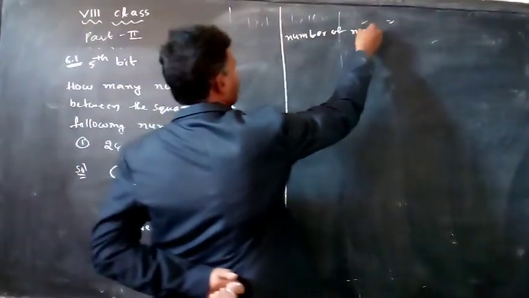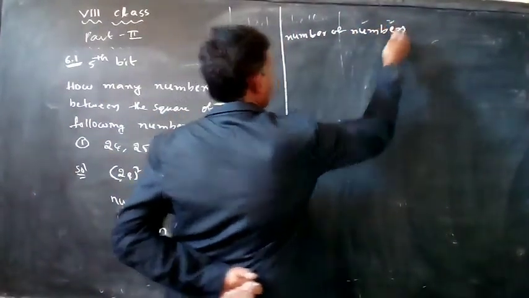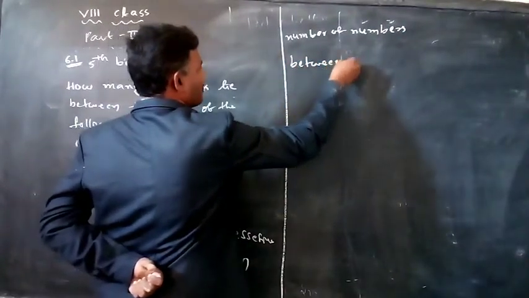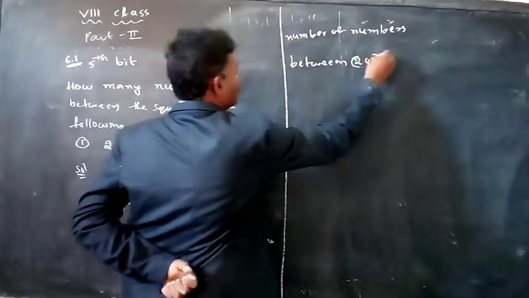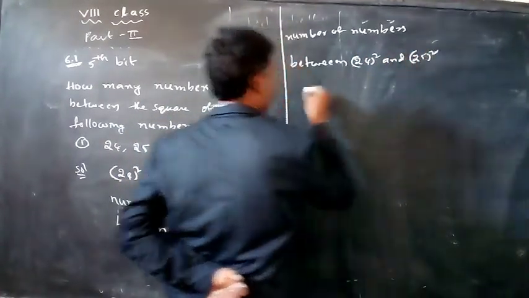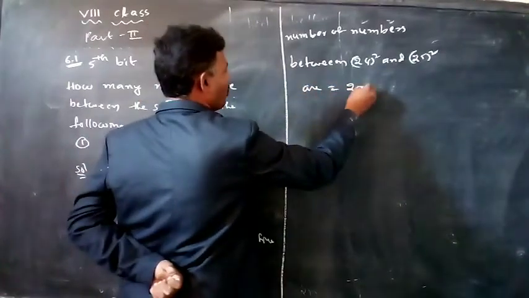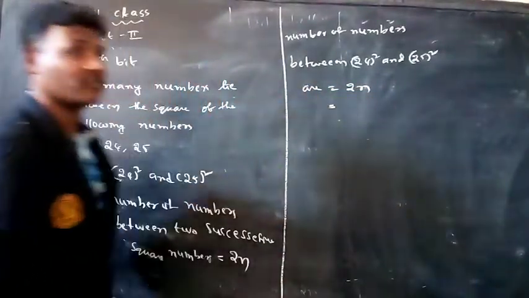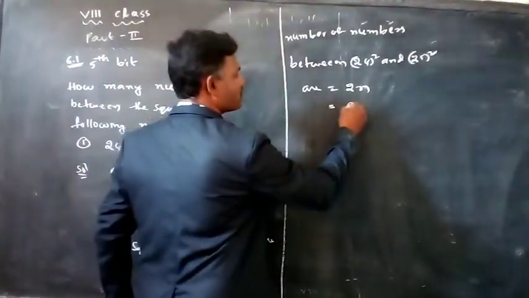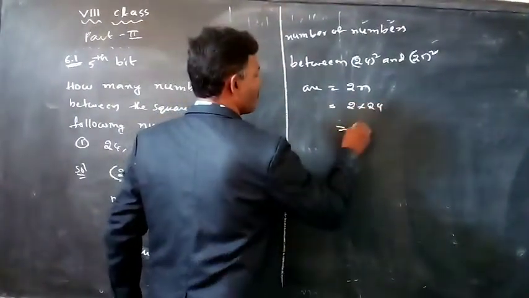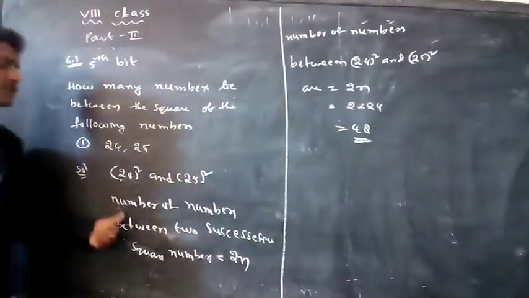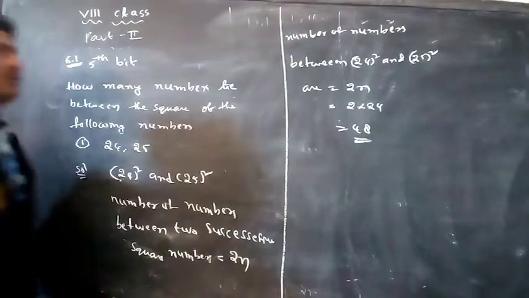Number of numbers between 24 whole square and 25 whole square, formula 2n. n means the base of the first number. Here what is the base of the first number? 24. So it is 2 into 24, 48. So there are 48 numbers between 24 square and 25 square.